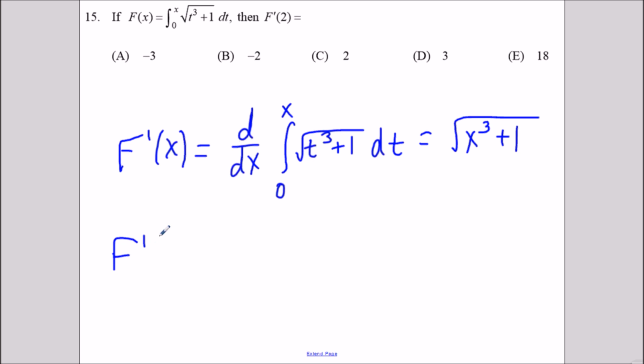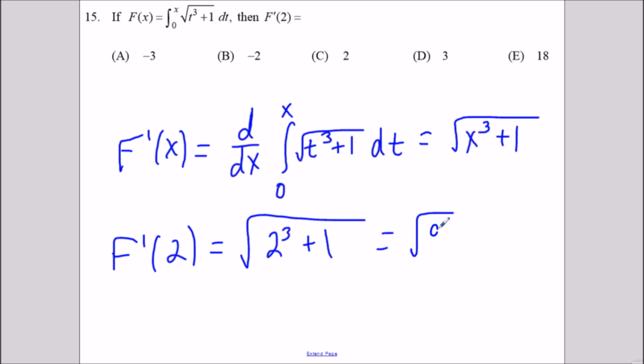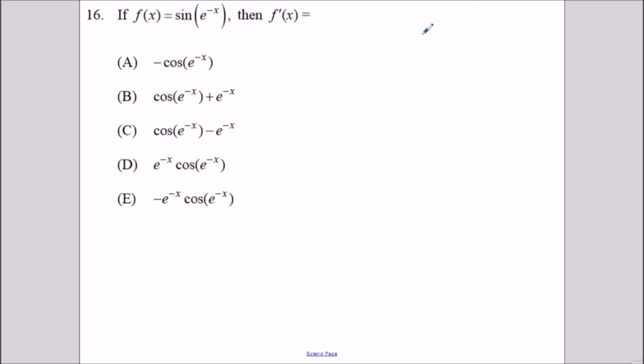But we want to evaluate our derivative when x is equal to 2. So then we just plug in, and we'll have 2 to the third power plus 1, which gives us the square root of 9. And the answer to this one is going to be choice D.